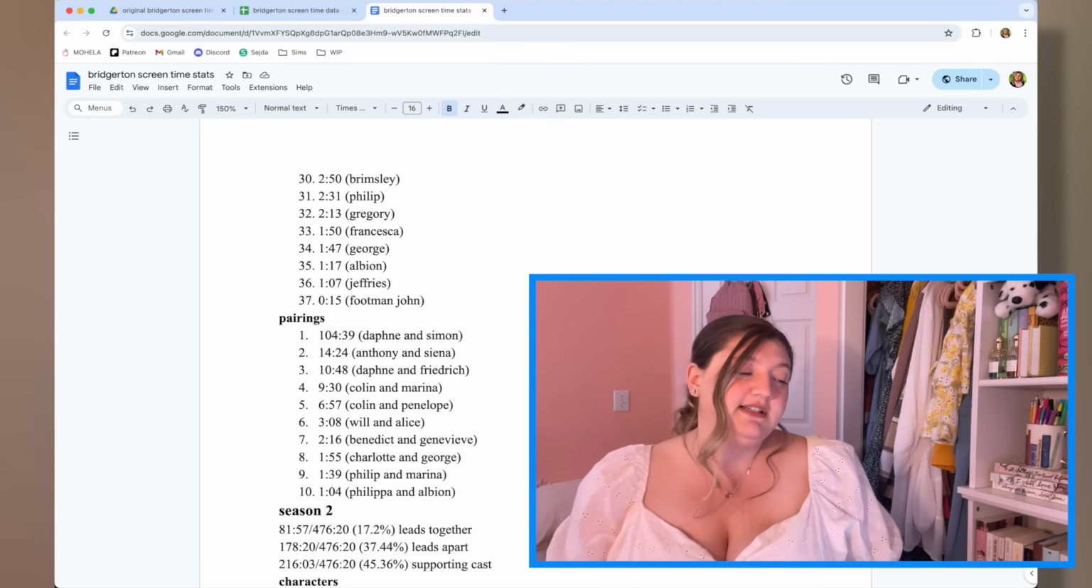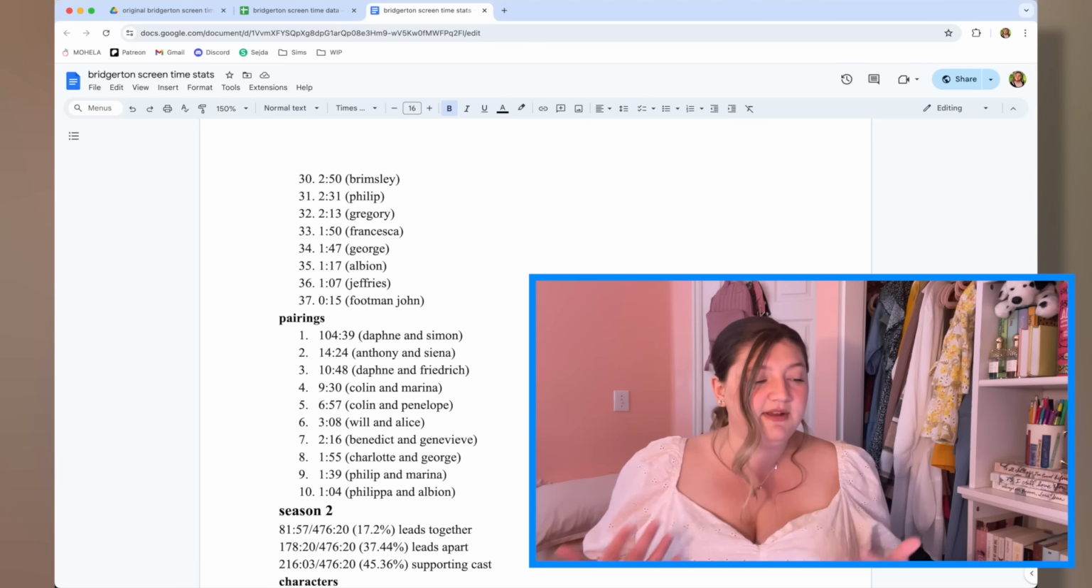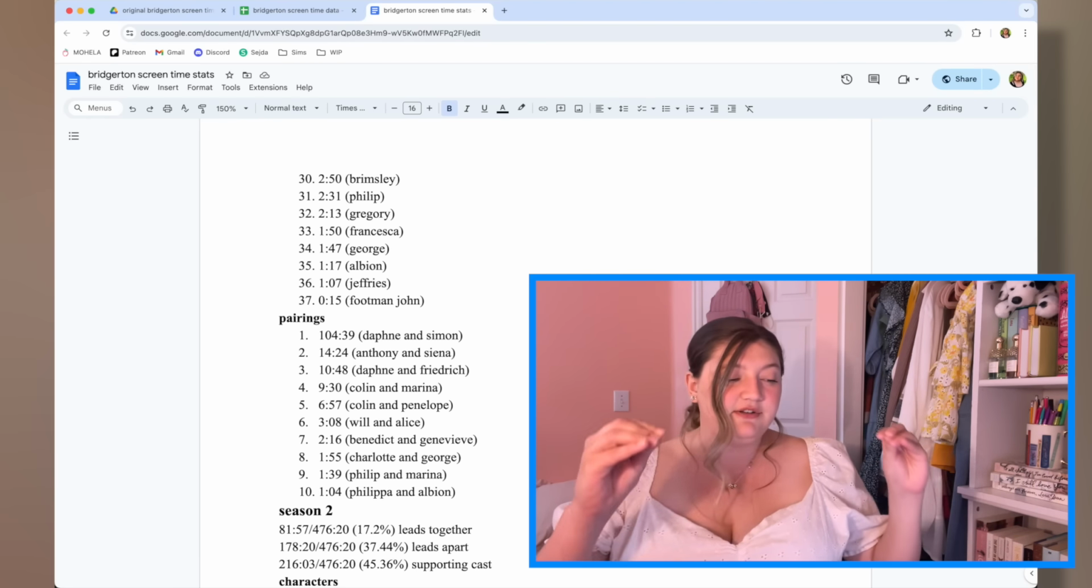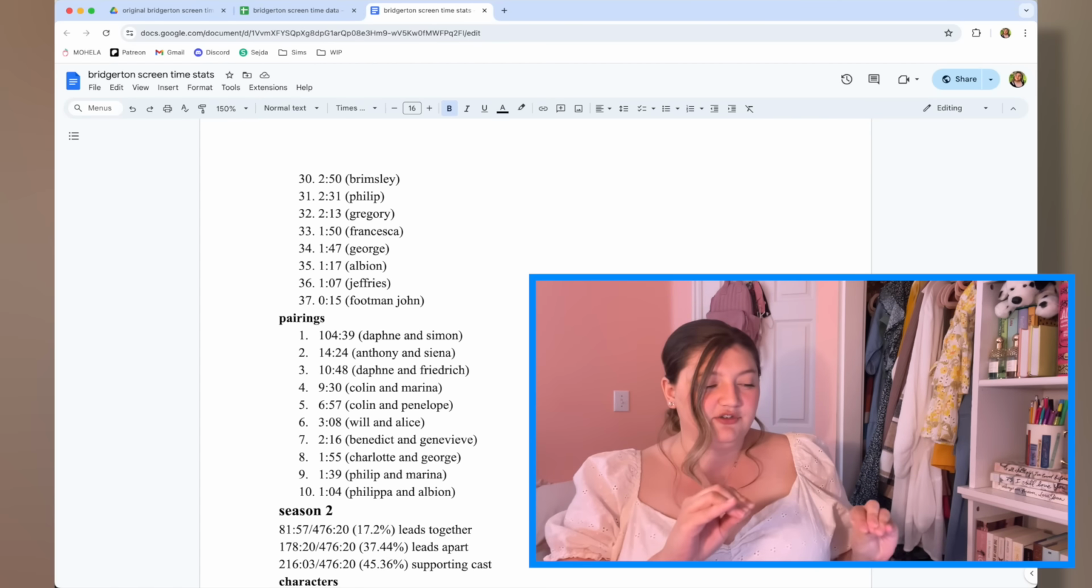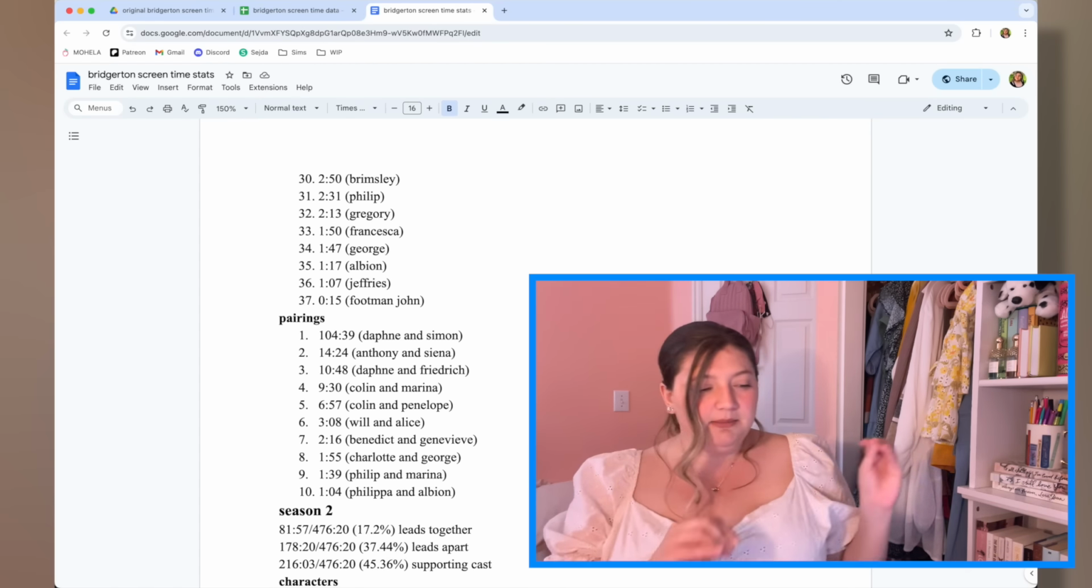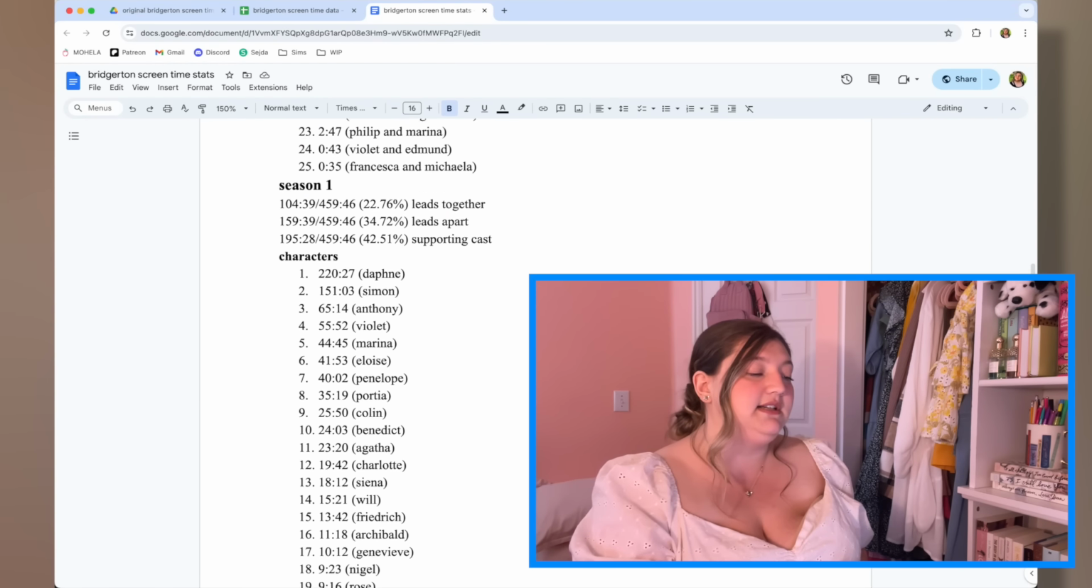So then the pairings for season 1 are obviously led by Daphne and Simon, followed by Anthony and Sienna, Daphne and Friedrich, Colin and Marina, Colin and Penelope, Will and Alice, Benedict and Genevieve, Charlotte and George, Philip and Marina, Philippa and Albion. Let's remind ourselves what the overview for season 1 was.